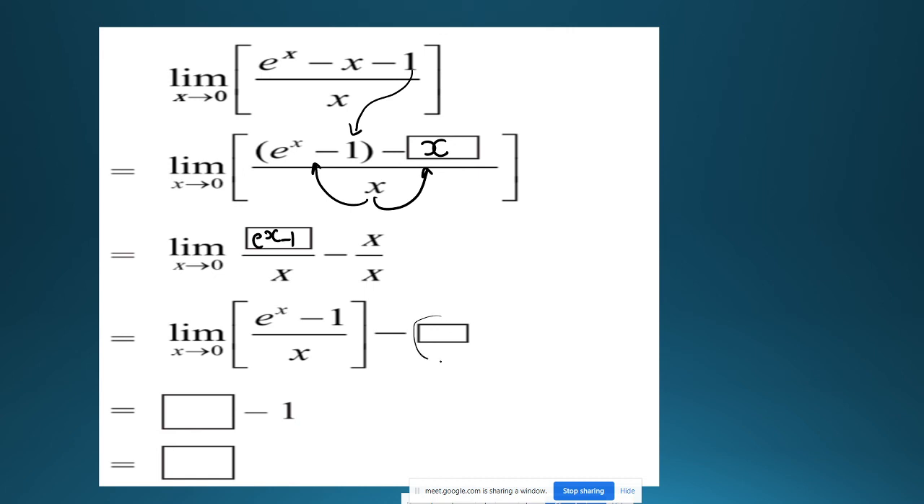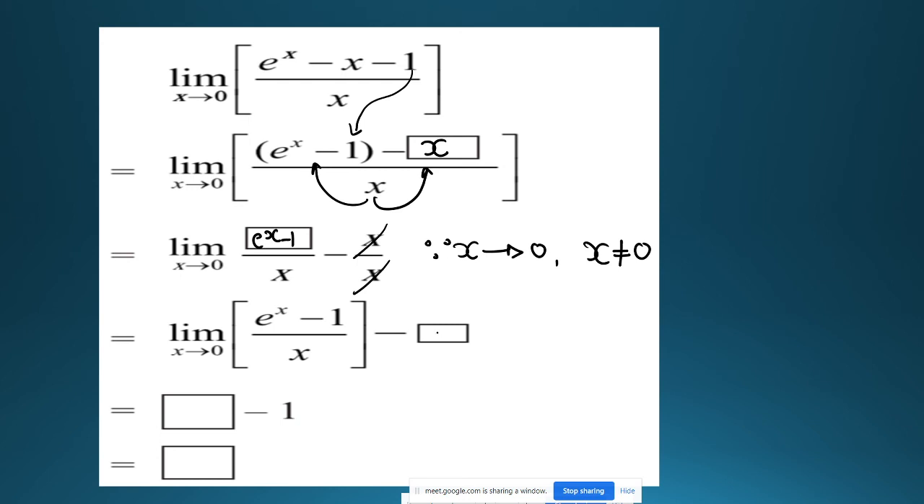Now what can be written over here? What should be written here? Just see which part that box is replacing. Yes, look, it should be x by x, but what is x by x? Can I cancel them? Can I cancel them? Yes, we can cancel. Why? Because x is going towards 0. That means x is not equal to 0. So I can freely cancel it.